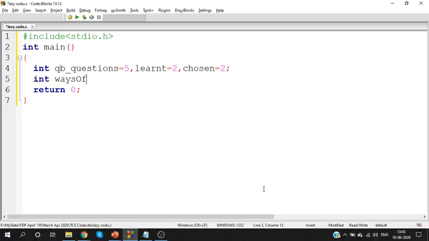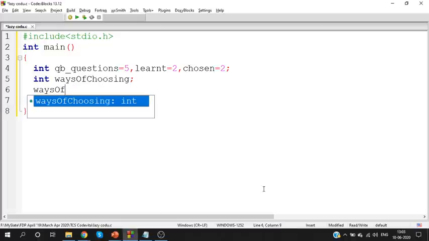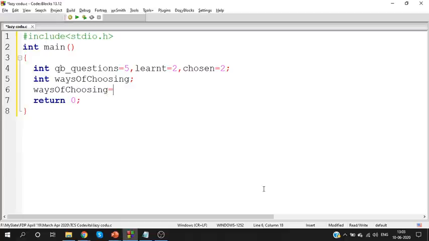Ways of choosing the question. Okay, what are the ways of choosing the question? For calculating the ways of choosing the question, combination of n and r. That is what we'll usually say. Yes, this is a function, guys. We'll develop the function as we move on. For now, I'll fill up main alone.